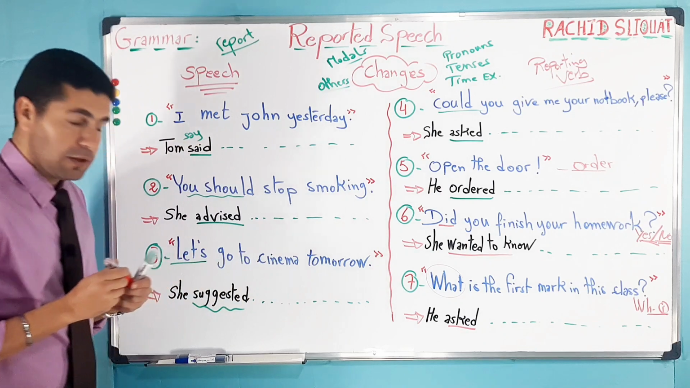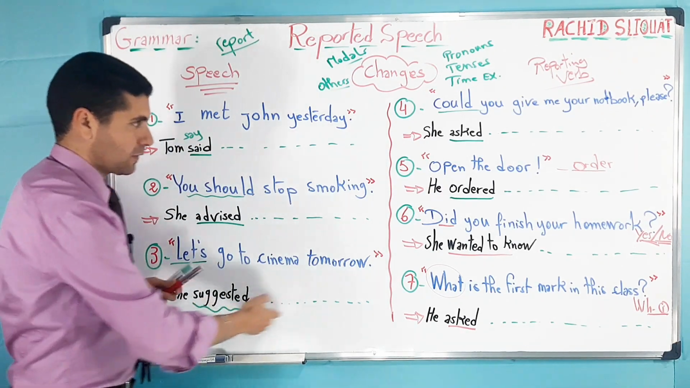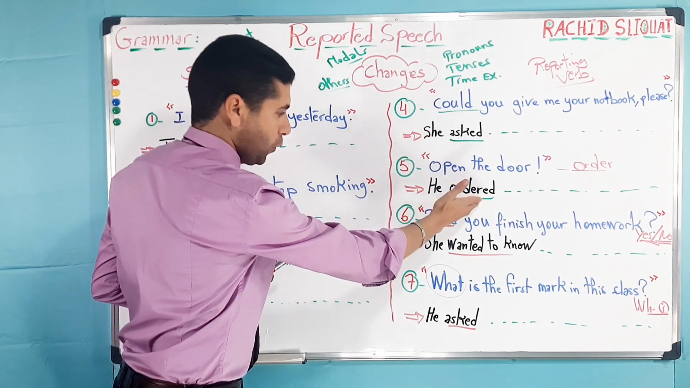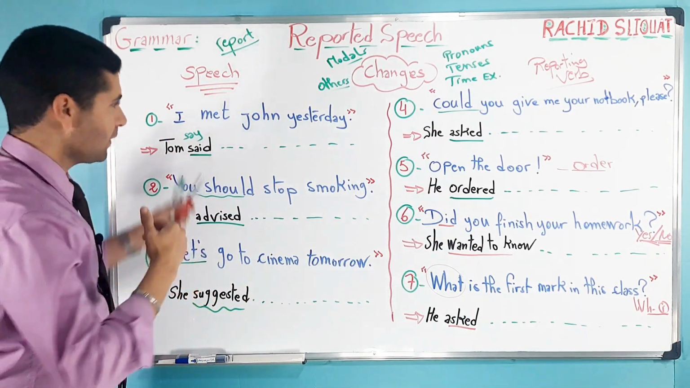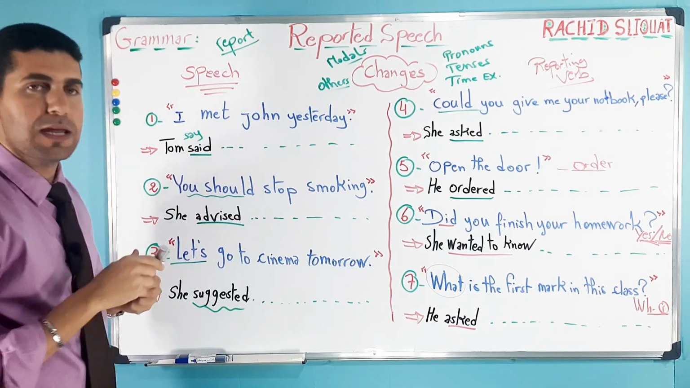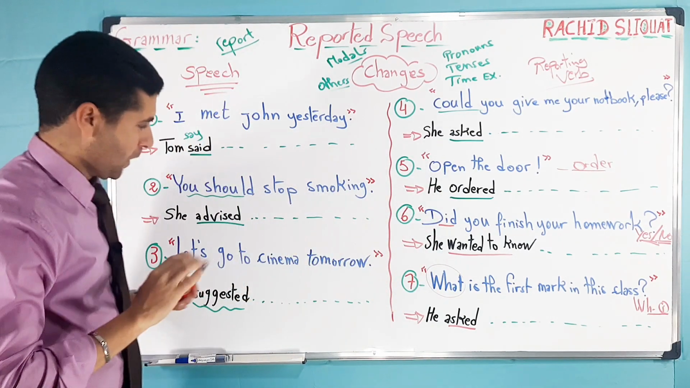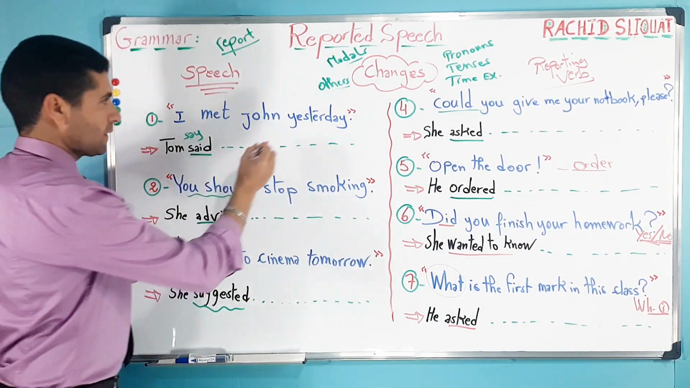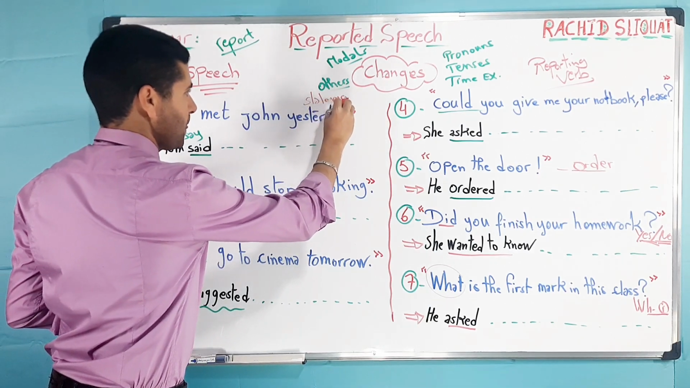So as you can see, all the reporting verbs said, advised, suggested, asked, ordered, wanted to know, and asked, all of them are in the past because these speeches were said in the past. So that's why the verb should be in the past. This is normal. So we said this one is a statement.